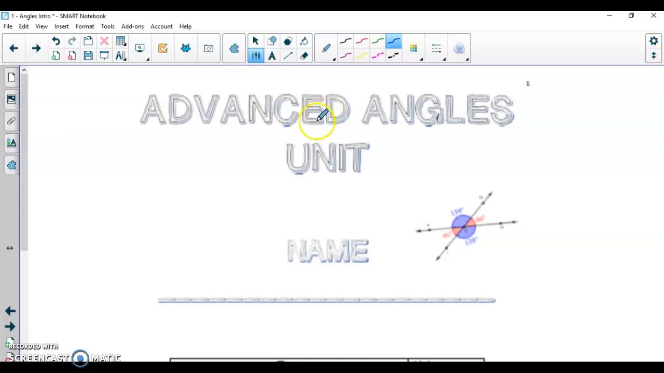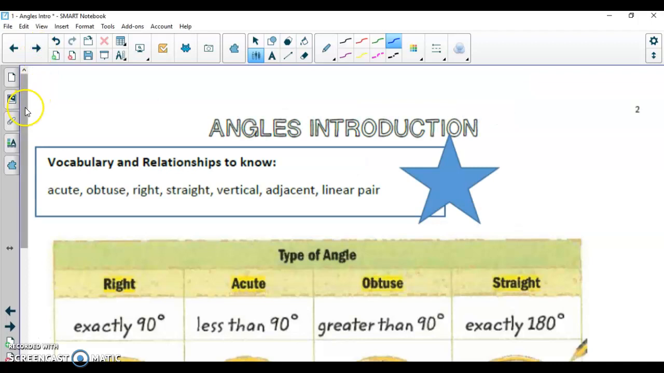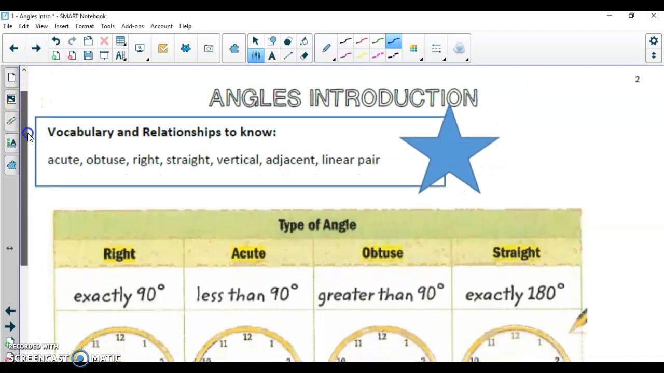You hopefully picked it up in class. So this is the one that you're going to need. If not, you can just jot down some notes for today. All right, we're going to start on page 2 here with an angles introduction.